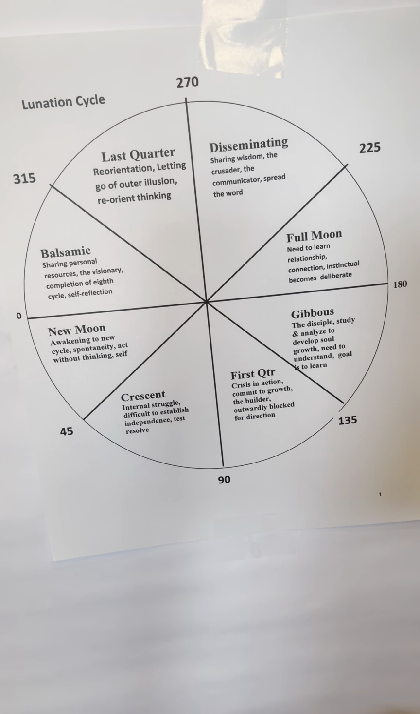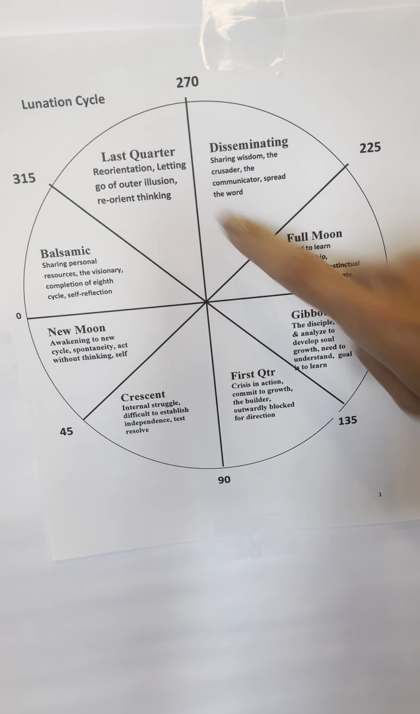Disseminating moon phase is from 225 to 270. So these people are here to share what they've learned. They're often teachers, therapists, communicators, or guides. Their soul pushes them to spread wisdom and then help others grow.